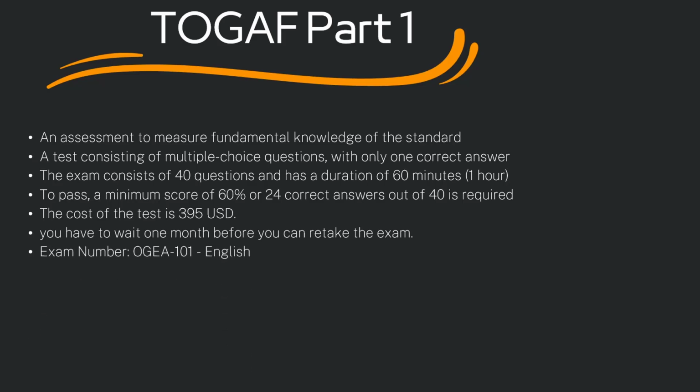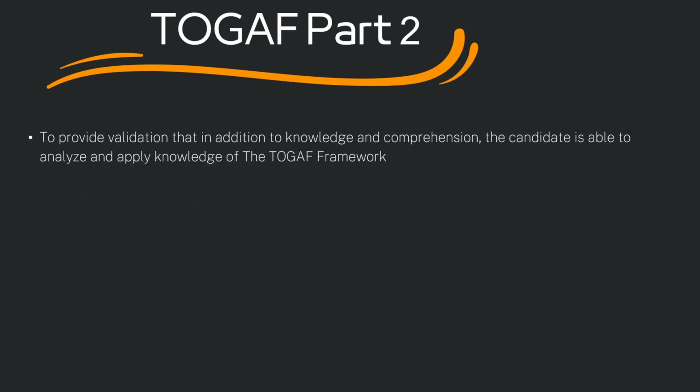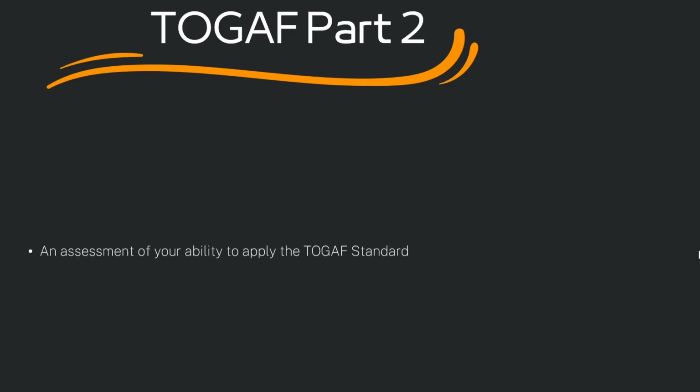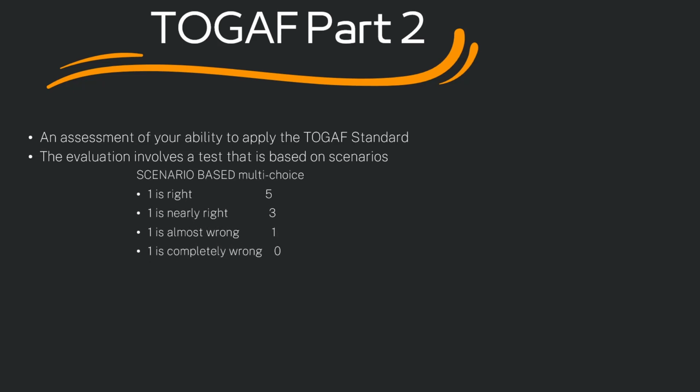OGEA-101 English. The Part 2 exam is for validation that, in addition to knowledge and comprehension, the candidate is able to analyze and apply knowledge of the TOGAF framework. Part 2 is an assessment of your ability to apply the TOGAF standard. The evaluation involves a test that is based on scenarios and utilizes a gradient scoring method. Gradient scoring means that you are given points for answers that are closer to the correct answer.